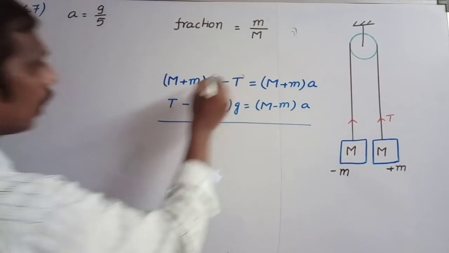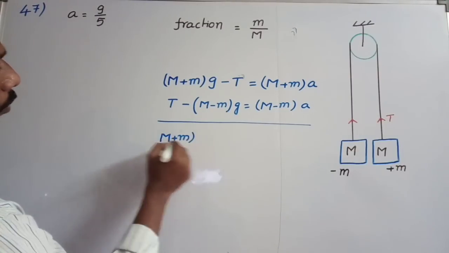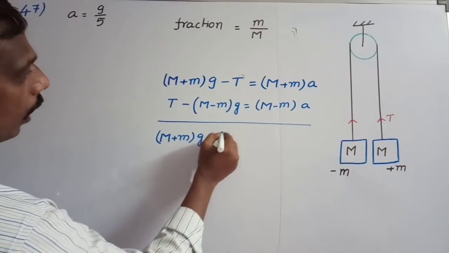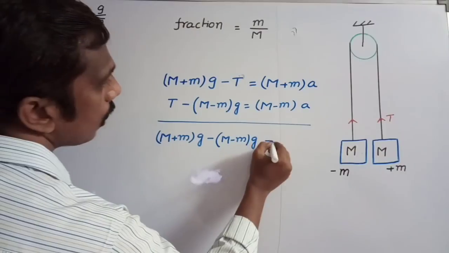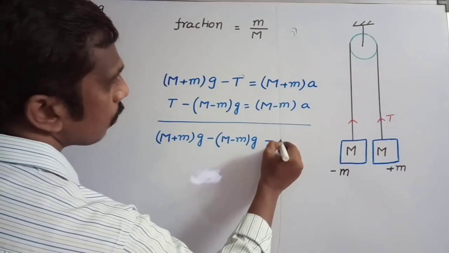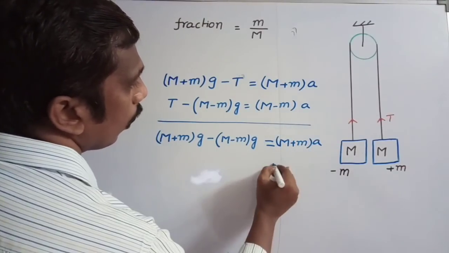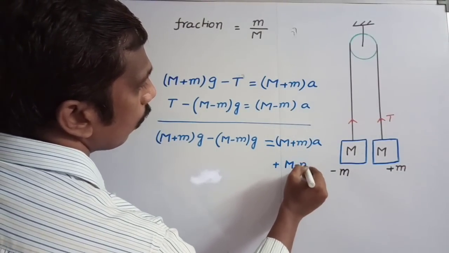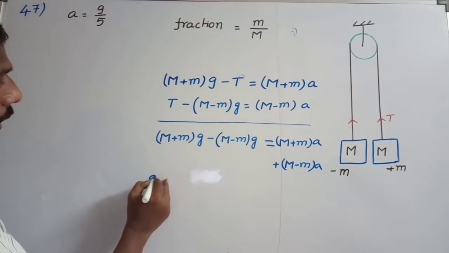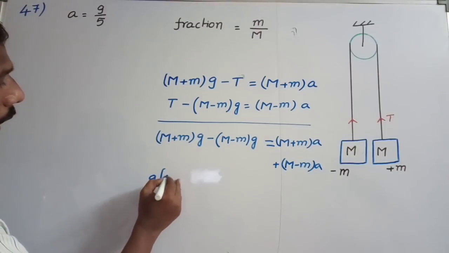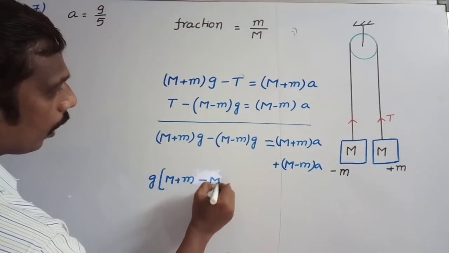Add these two equations, T gets cancelled. From this we can get M plus m into g minus M minus m into g is equal to, add these two terms, M plus m into a plus M minus m into a. Take g common here, then we get g into capital M plus small m minus capital M plus small m.